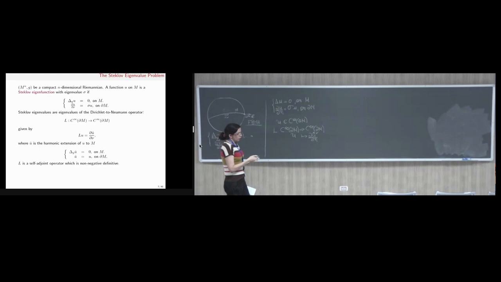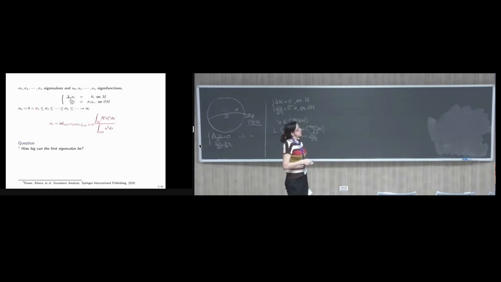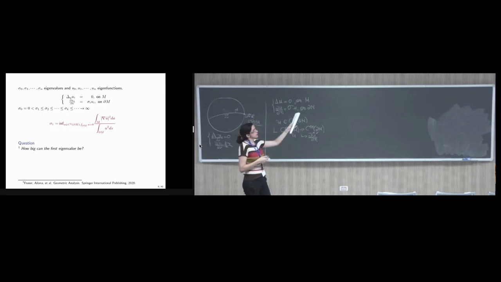You can show that this operator L is a self-adjoint operator. It's not difficult because when you calculate this, you use that the function is harmonic in M. So you can show that this operator is non-negative definite. This is important. Why? Because you have the spectral theory, and you can say that you have the eigenvalues and the eigenfunctions, and you have this system, and moreover this eigenvalue satisfies that. And moreover, what is more important?